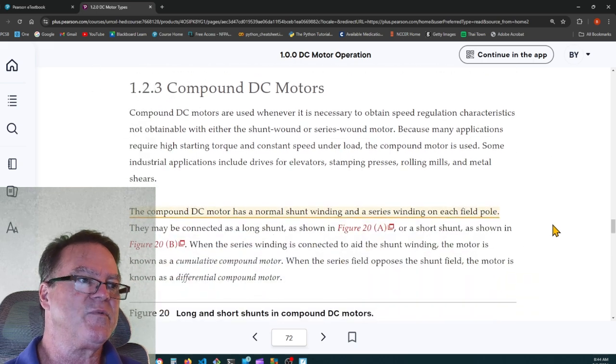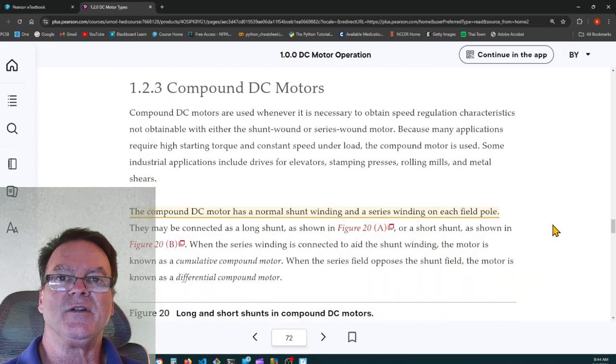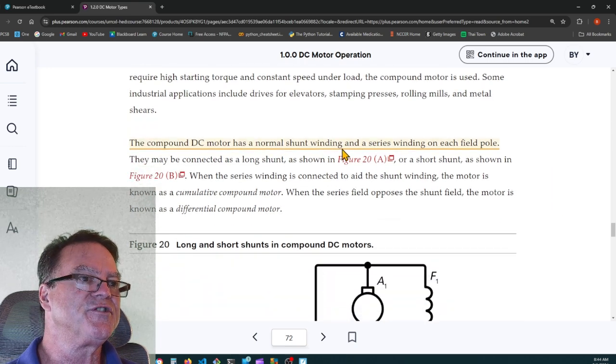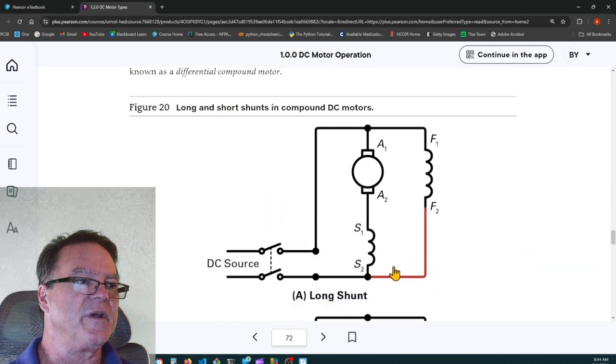Compound DC motors, that's when they have both a series and a shunt or parallel winding. The compound DC motor has a normal shunt winding and a series winding on each field pole. So here's the series winding, and here's the shunt winding. They put F for field and S for series.